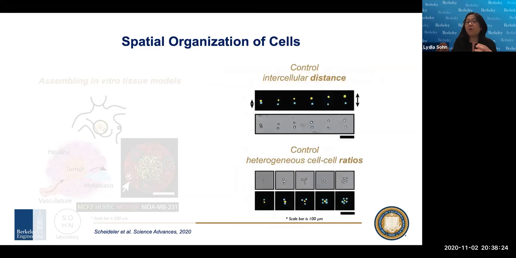We can also control the intracellular distance. Here's an example whereby we have the control. And again, I want to emphasize this is all done in parallel. We're patterning all these different features.